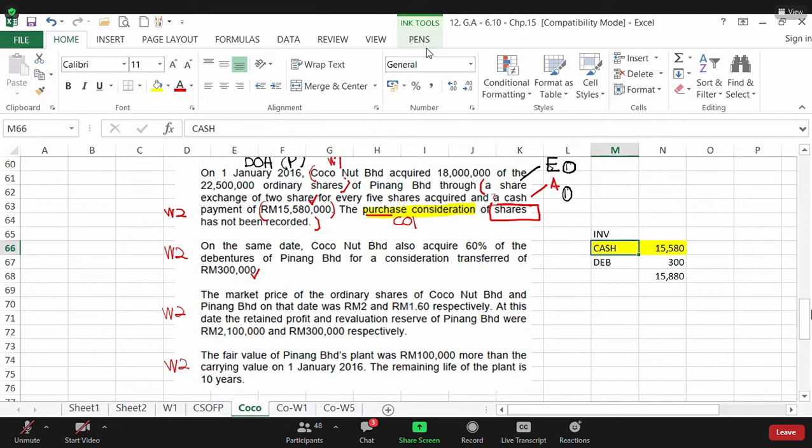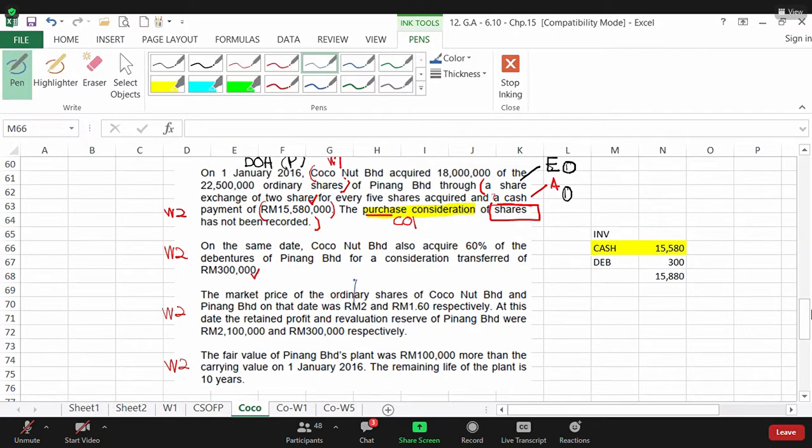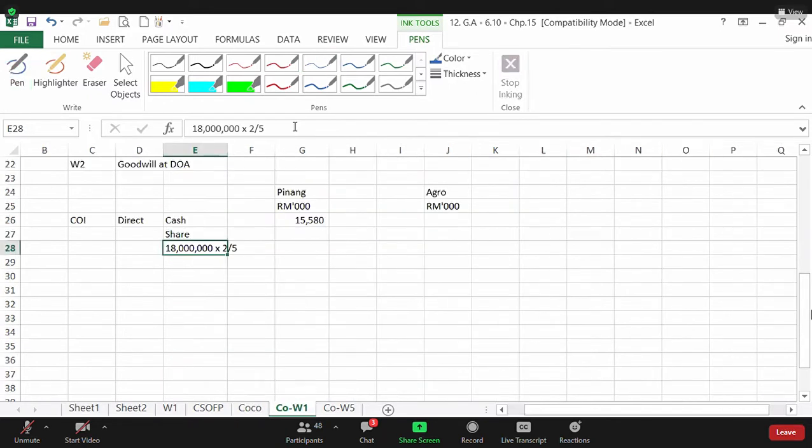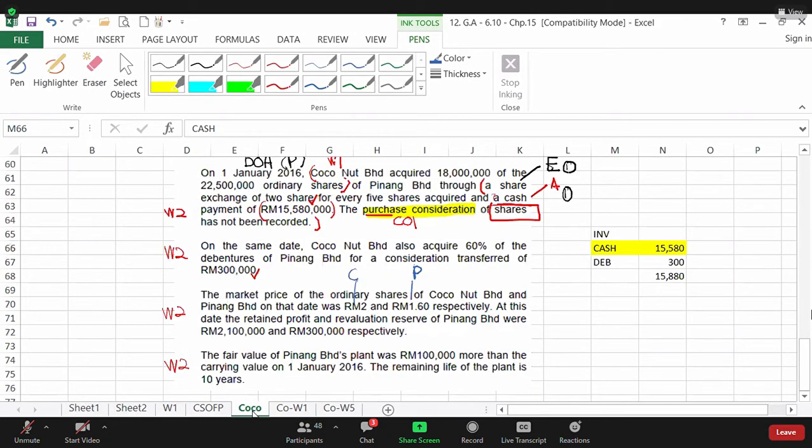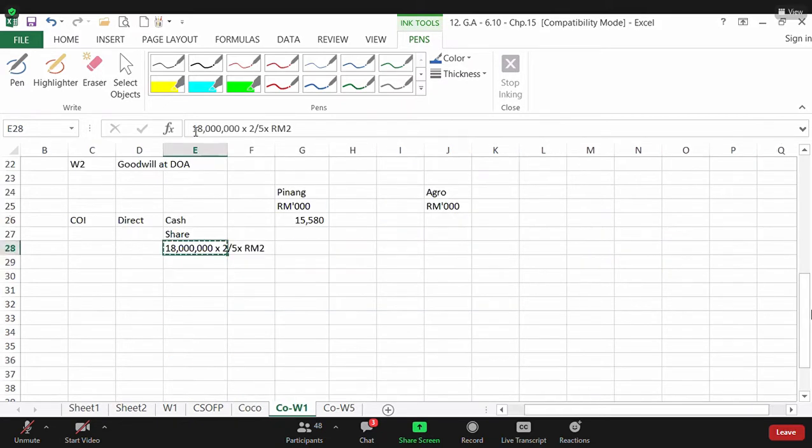RM2 is for Coconut. This is for Penang. You have to take Coconut. So in other words, after we find the number of units, we need to times with RM2. You cannot take Penang because you have to go back. Who issued the share? Who purchased? Coconut. So can you give me the amount, how much?